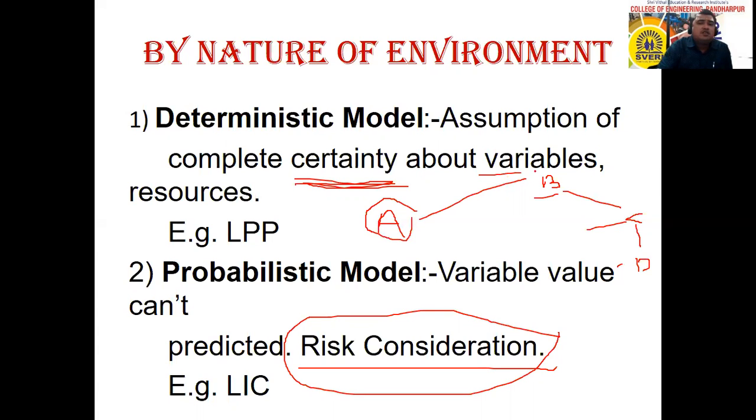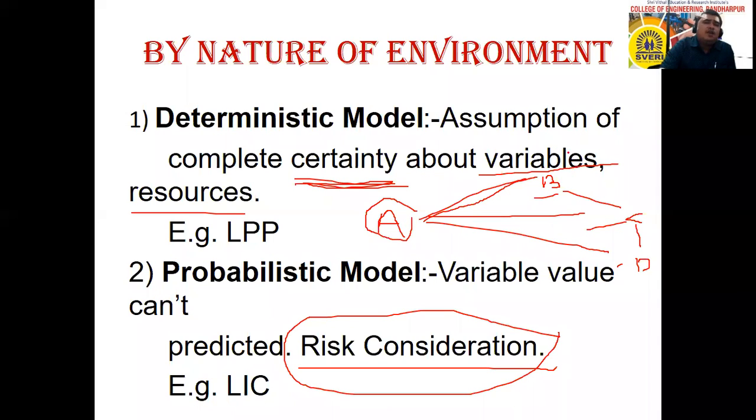Then I have to consider the variables and resources. What are variables, and what are resources? A variable is distance: whether I should travel from A to B first, or A to C first, or A to D first. How much distance is there from point A to point C, A to B, A to D? That we can call variables.